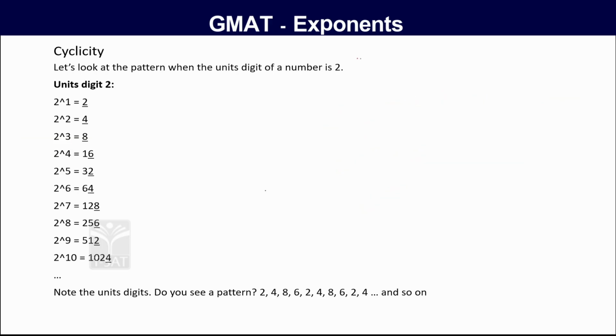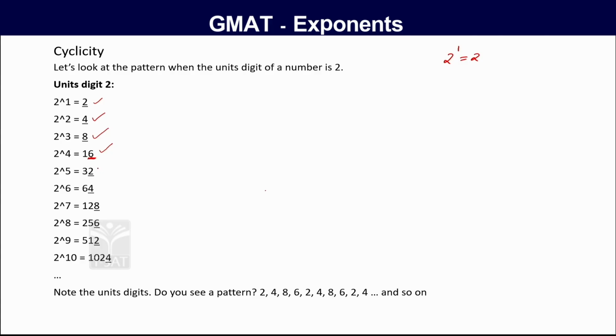Let's look at the concept of cyclicity. Cyclicity will help you when you are calculating units digits. When any single-digit number is raised to any power, it will always show a pattern in its units digit. Let's look at the table of 2 raised to powers of 1, 2, 3, 4, etc. 2 raised to 1 is 2, 2 raised to 2 is 4, 2 raised to 3 is 8, 2 raised to 4 is 16, and we are just focusing on the units digit. So, even though it is 16, we are only looking at 6.